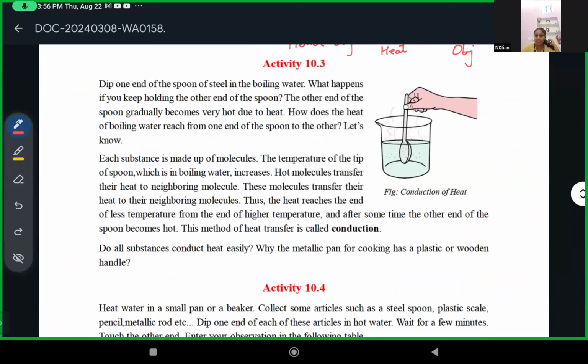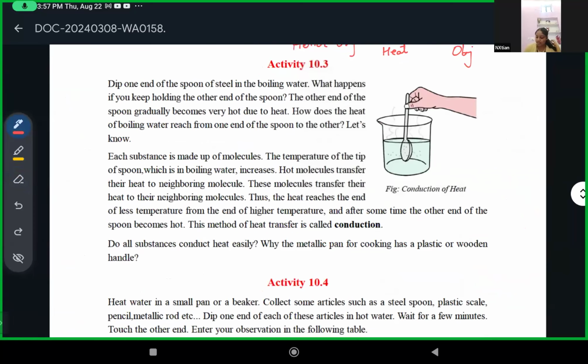That's the first law of thermodynamics. Whenever heat passes from the hotter object to the colder object, it's the first law of thermodynamics. Okay, that's right. All right.